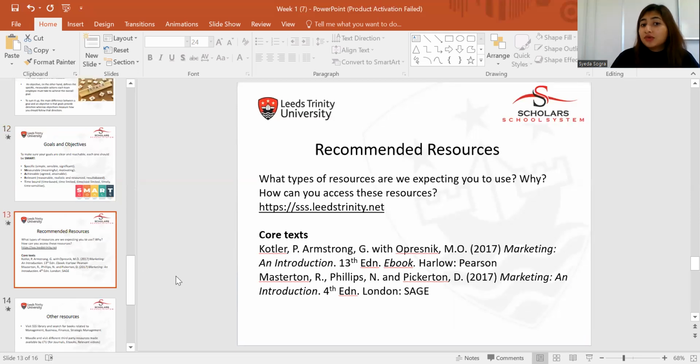So here are some recommended resources. What type of resources are we expecting to use, and how can we access these resources for doing our assignments and finding the goals and objectives?